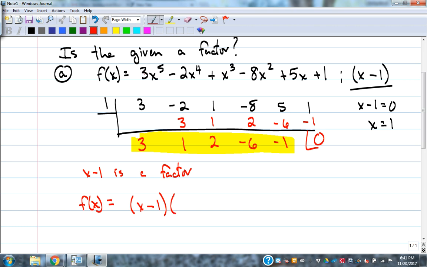We started with x to the 5th power. Anytime we do synthetic division, it brings it down 1 power. So that's a 3x to the 4th plus 1x to the 3rd plus 2x squared minus 6x minus 1. So we started the process of factoring that polynomial by using synthetic division.